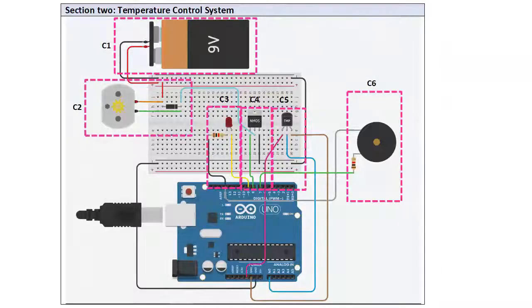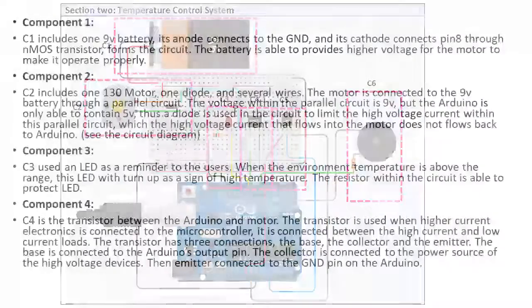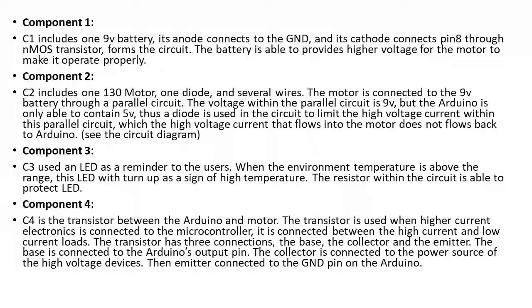Section 2 is the temperature control system. It has 6 components, C1 to C6. Component 1 includes one 9V battery. Its anode connects to the GND, and its cathode connects to pin 8 through an NMOS transistor, forming the circuit. The battery is able to provide higher voltage for the motor to make it operate properly.